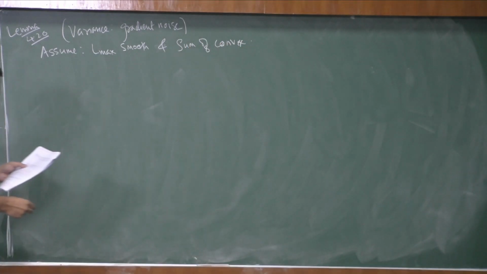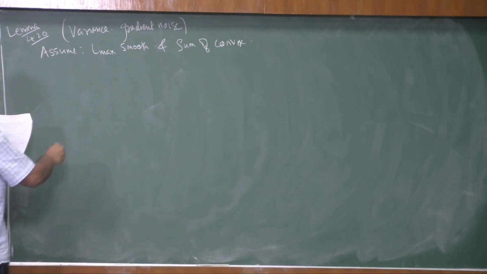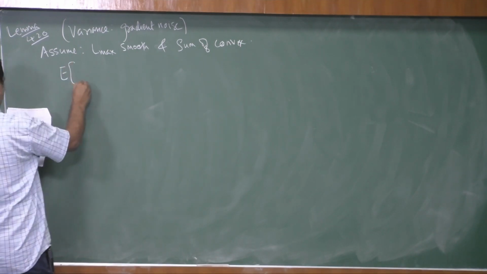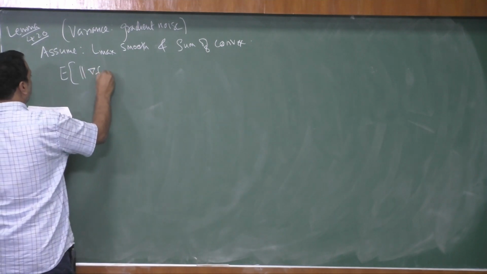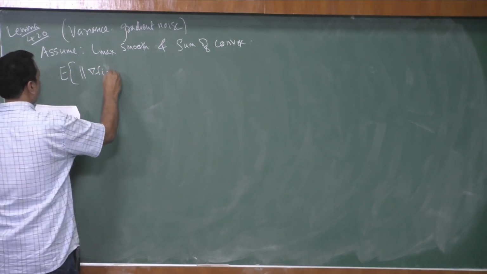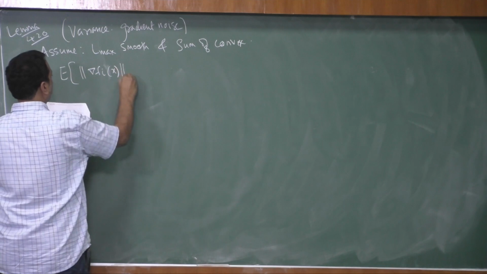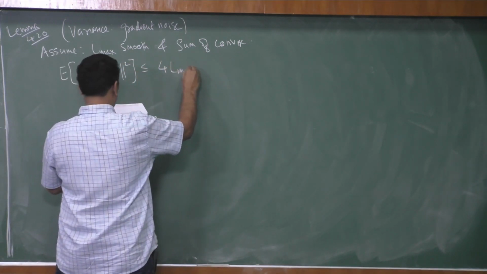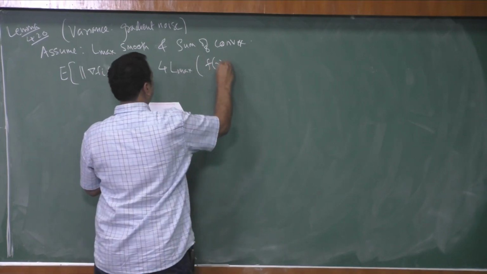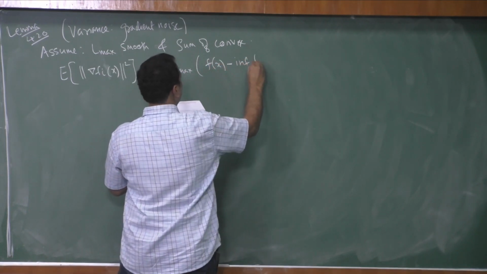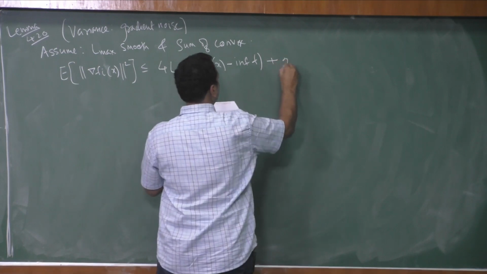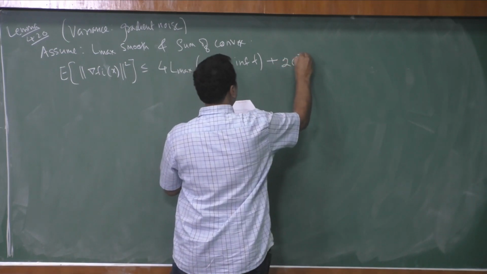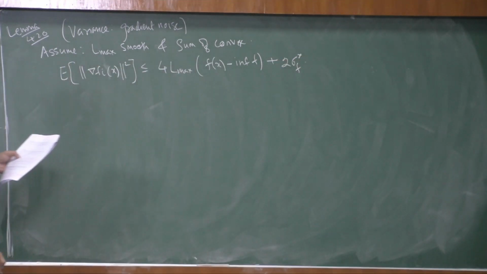So Fi's are convex. Then in that case, this lemma says that the expectation of the gradient of f(x) norm squared is less than or equal to 4 L max times (f(x) minus infimum of f) plus 2 sigma f star. This proof is also one line, or like 3 lines, let's say.